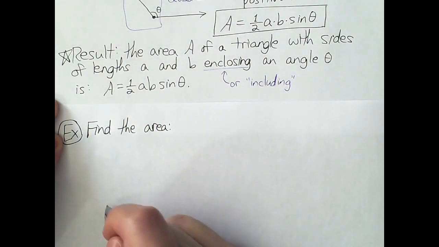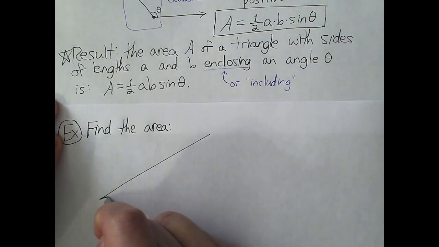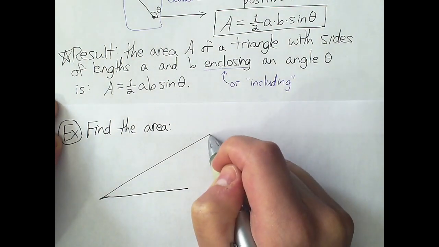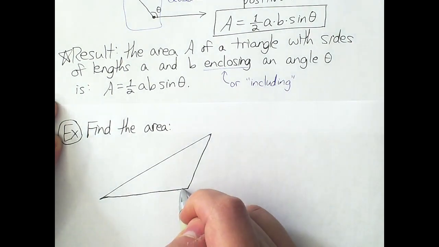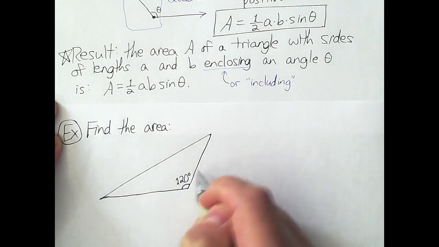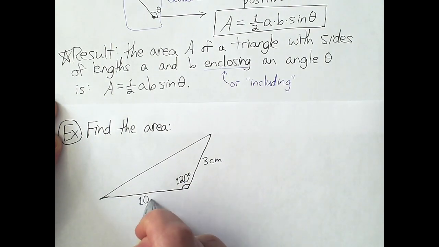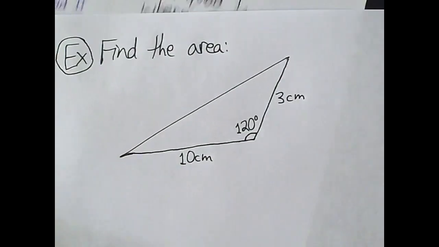We'll give you a picture. This might not be totally to scale because I already drew that at a certain angle, but that's okay. It's going to be close enough. I'm going to label 120 degrees, 3 centimeters, 10 centimeters. And I'd like you to pause the video and give this a try.